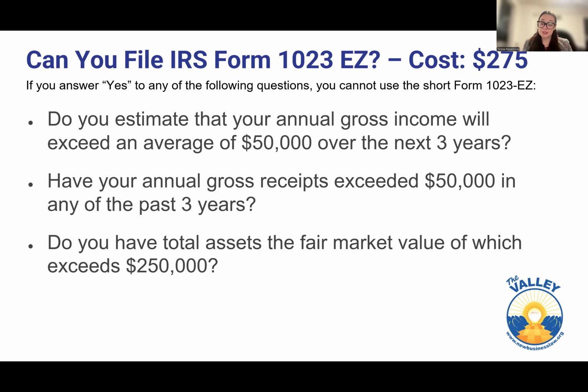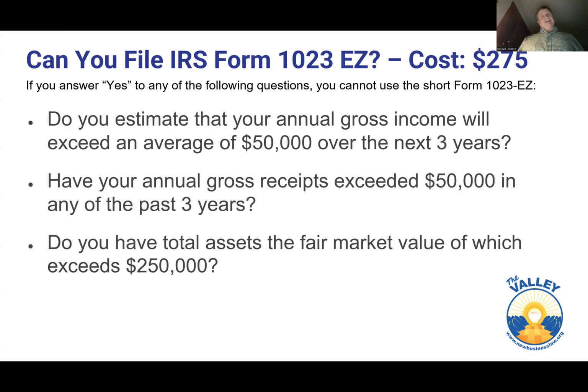So the questions are whether you estimate that your annual gross income will exceed the average of $50,000 per year over the next 3 years, whether, in case you're already an established corporation, your annual gross receipts have exceeded $50,000 in any of the past 3 years, and whether you have total assets the fair market value of which exceeds $250,000.